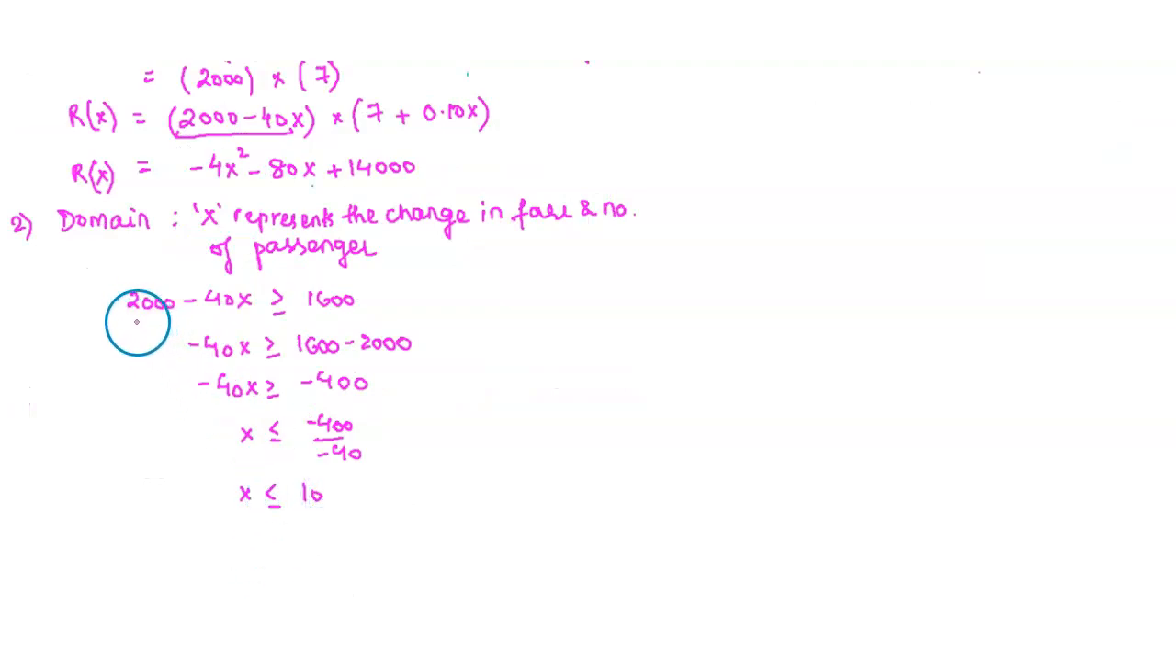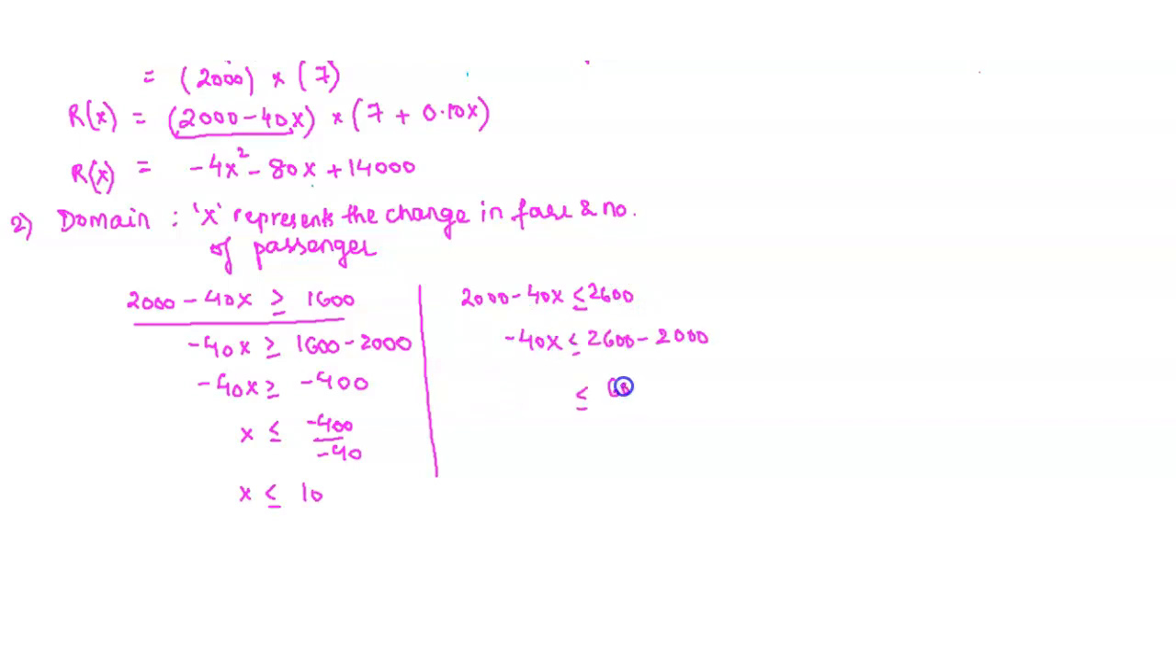This is just one side of the domain, we don't have the other side yet. That would come from putting this equation, 2000 minus 40x less than or equal to 2600. If I do that, the equation is going to look like this. I would have 600 here minus 40x.